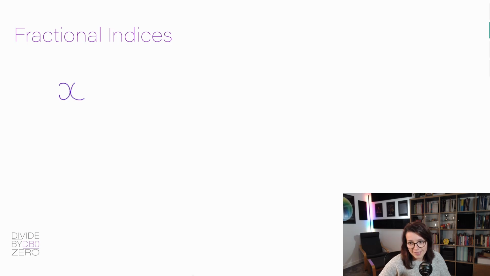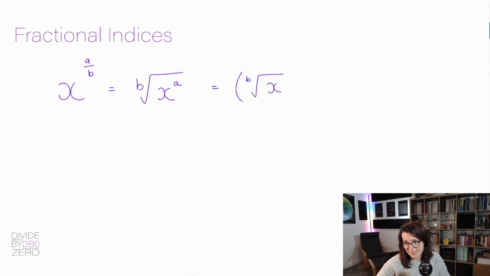So what happens when you've got a more complicated fraction? If you've got x to the power of a over b, the general rule says you're going to do the bth root of x to the power of a. Another way of thinking about that is you could do the bth root of x first, and then whatever answer you get, you can put that to the power of a. This one definitely will make more sense with an example.